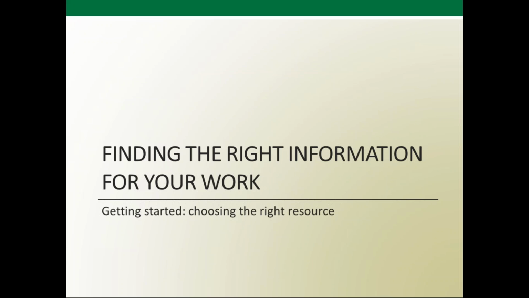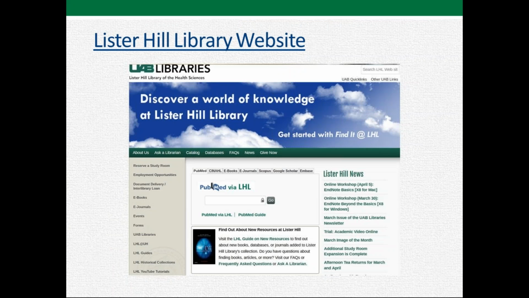All right. So finding the right information for your work and getting started. So first thing, when you want to get started, you're looking into something that you're not that familiar with, you need some background information. What you're going to want to start with probably are books, either electronic or print. So what you want to do is start with the website and then go into the catalog to find the books.